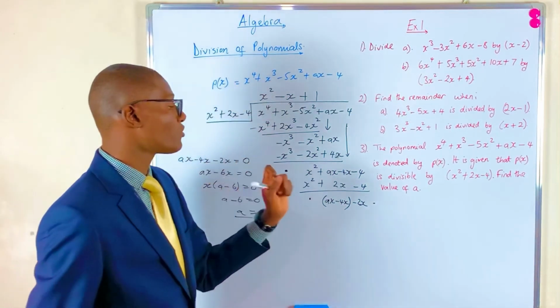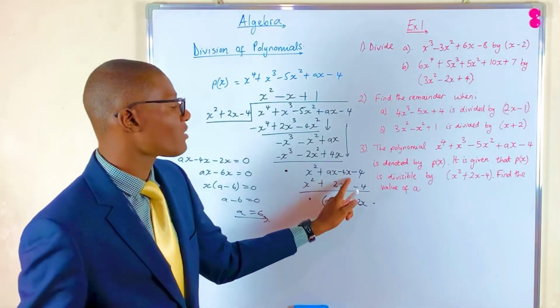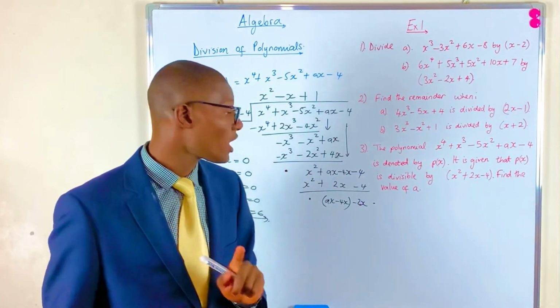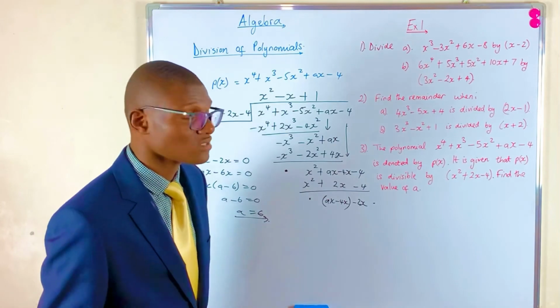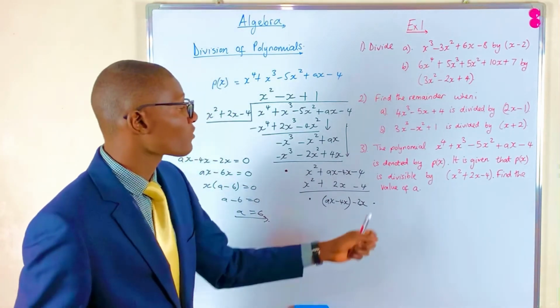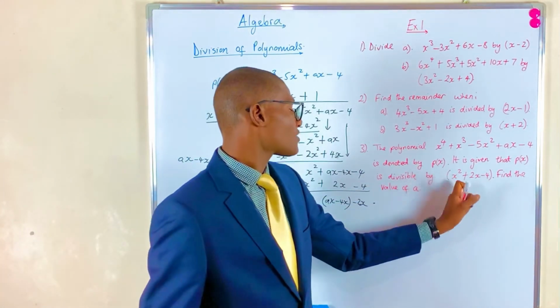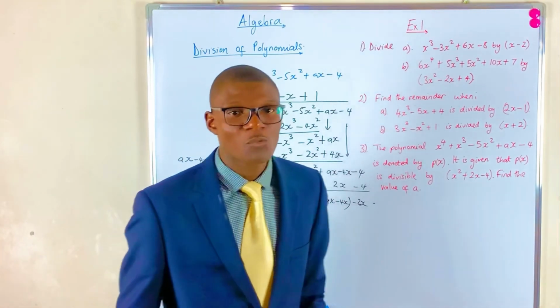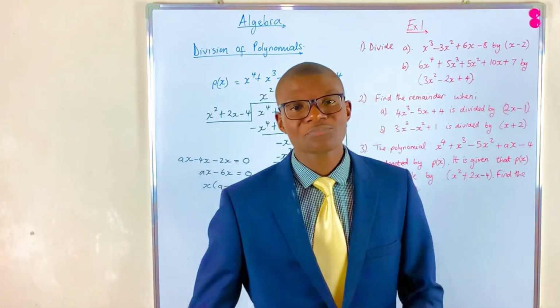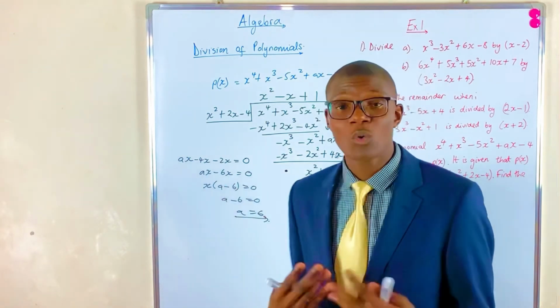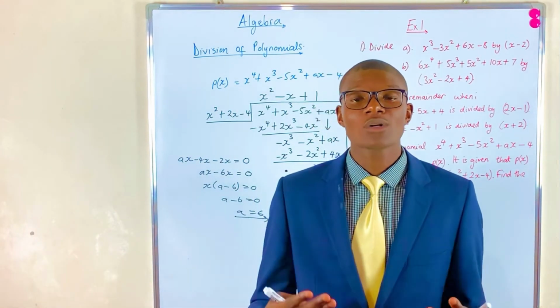And if you want to prove that, we can say 6x minus 4x will give us a 2x. And then 2x minus 2x will give us a 0. Which implies that p of x is divisible by x squared plus 2x minus 4. So this is how we carry out the division of polynomials by using the long division method.